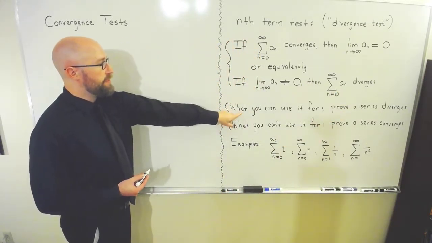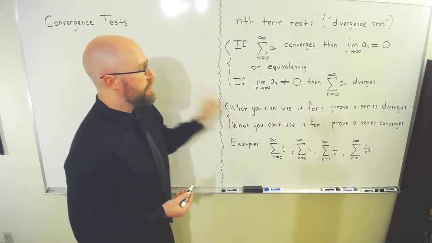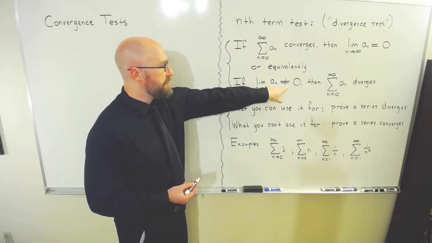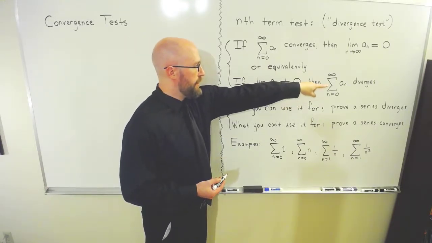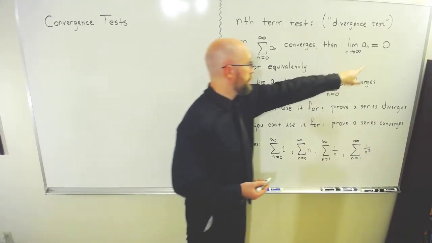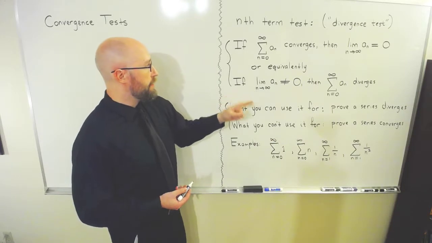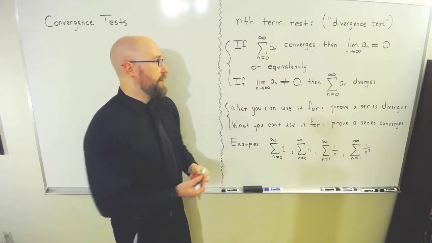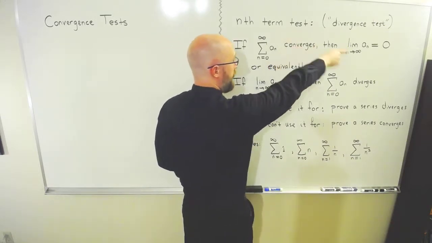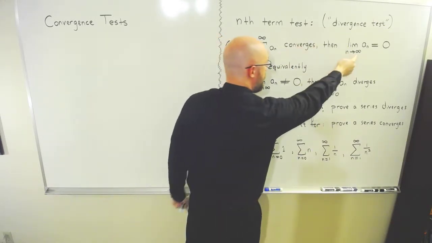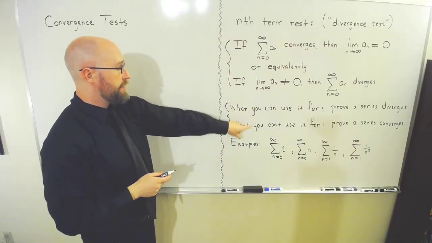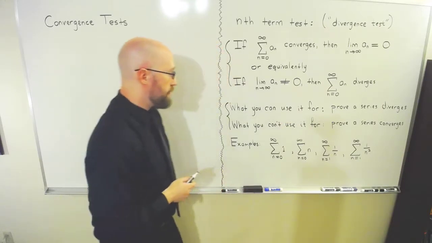What you can use this test for is to prove a series diverges. Because if you take the limit and it's not 0, then you can conclude that the series diverges. Now, if you take the limit and it is 0, you cannot conclude that the series converges, because the logical implication goes the other way. It says if it converges, then the limit's 0. It does not say if the limit's 0, then the series converges. So you cannot use this test to tell if a series converges.